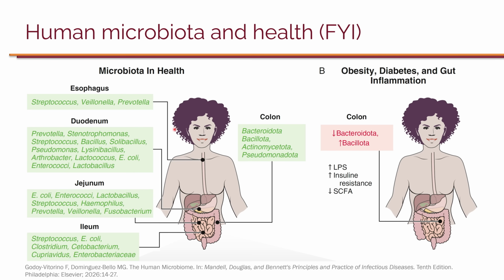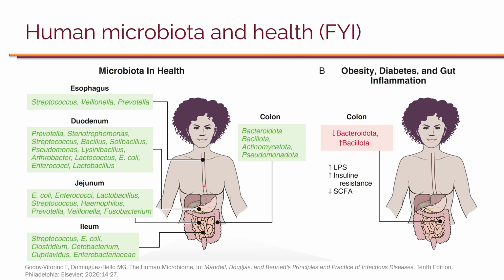In fact, the most studied part of the microbiome is perhaps the GI tract. So you can see from the esophagus to duodenum, jejunum, ileum, and the colon. There are a number of healthy organisms that we anticipate a healthy person to have.